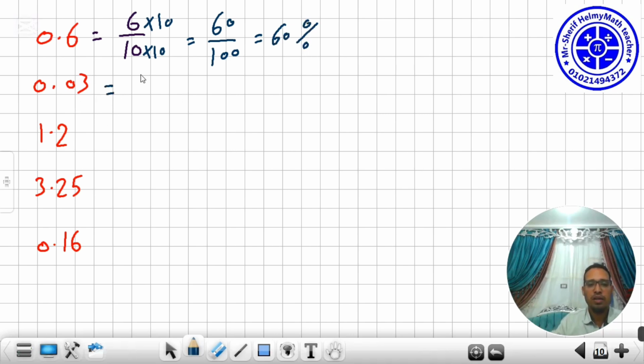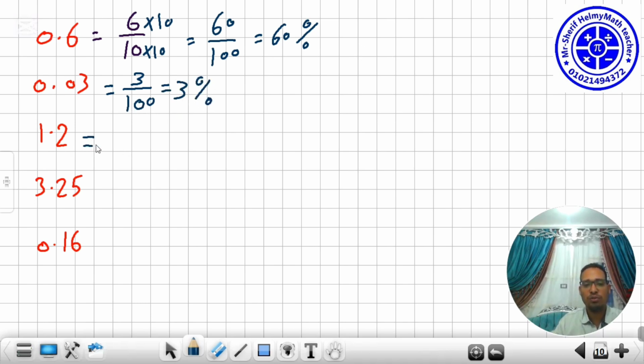0.03, it will be 3 over 10 or 100. Think first, the decimal point here is after one digit or two digits? Count with me, 1, 2, and the decimal point, so the denominator will be 100, not 10. Now let us make it percentage. The denominator is already 100, we don't need to multiply by anything, so the answer will be 3%.